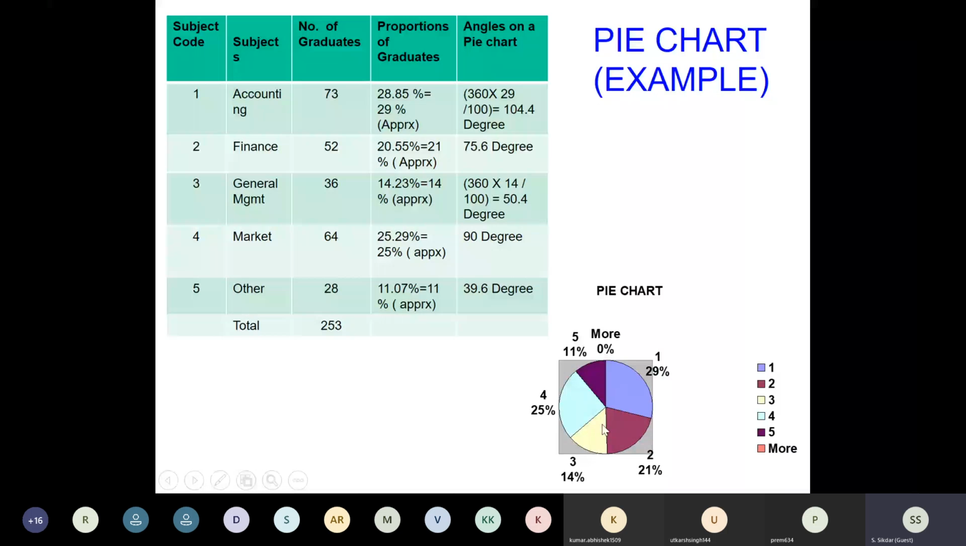This is a two-dimensional pie chart. In some cases it is shown in the form of 3D. It's nothing fantastic, it just looks visually appealing. That's why people sometimes want to show it in the form of a 3D pie chart. Okay, I move to the next slide.